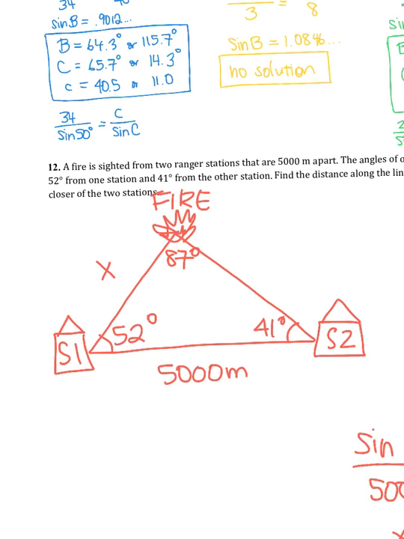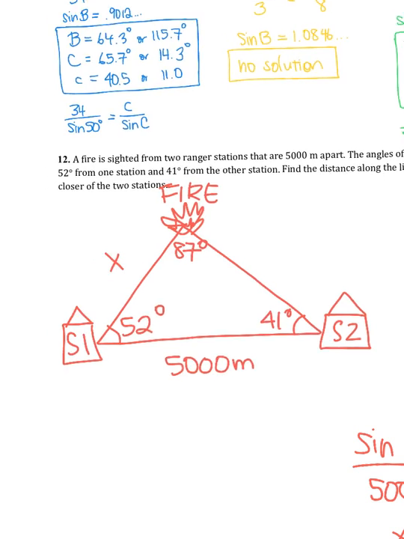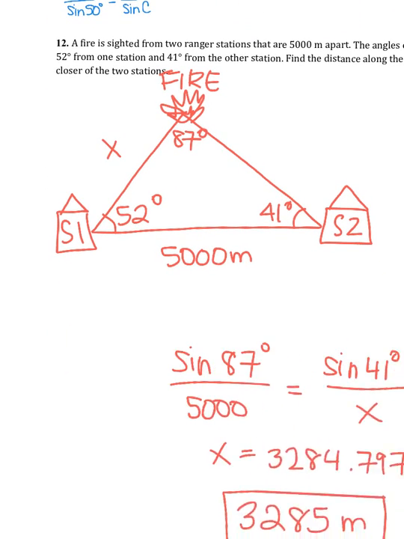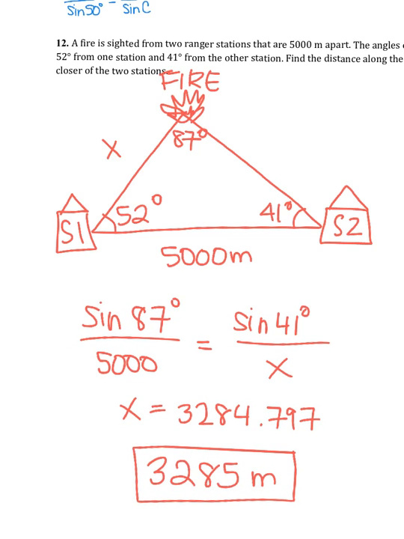So I went to the side opposite the smaller angle, 41 degrees. Since the side opposite the smaller angle would be the smaller side, so that would be my x. All right, and then to solve for that, I use my law of sines, and this is my work right here. And I got 3,285 meters. All right. And that is it for the lesson.